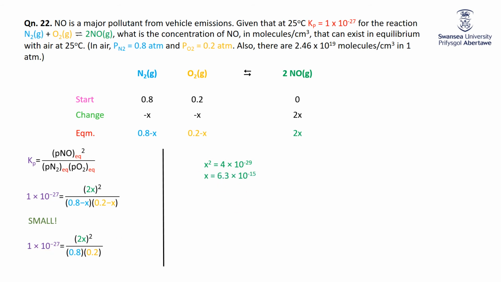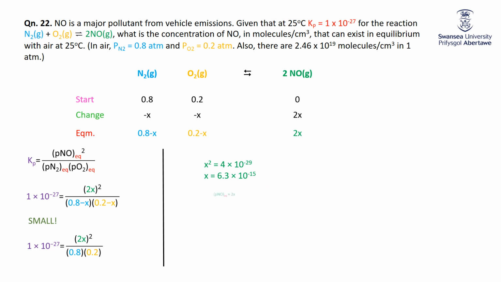X is 6.3 times 10 to the minus 15. Now at this stage, pause and ask yourself, was my assumption valid? Is 0.8 minus x about 0.8? Well, 0.8 minus x is 0.799999999999994. I think we can say that's 0.8. So anyway, x is 6.3 times 10 to the minus 15.